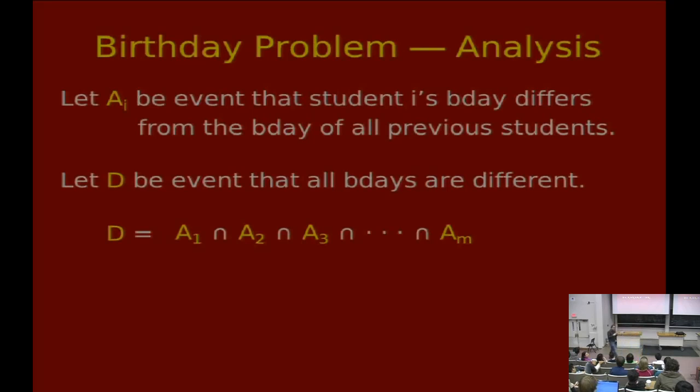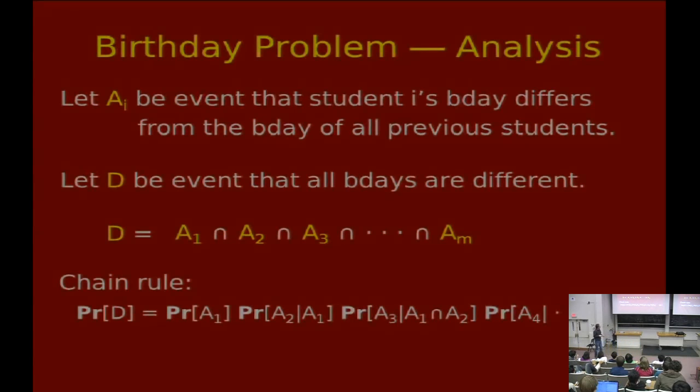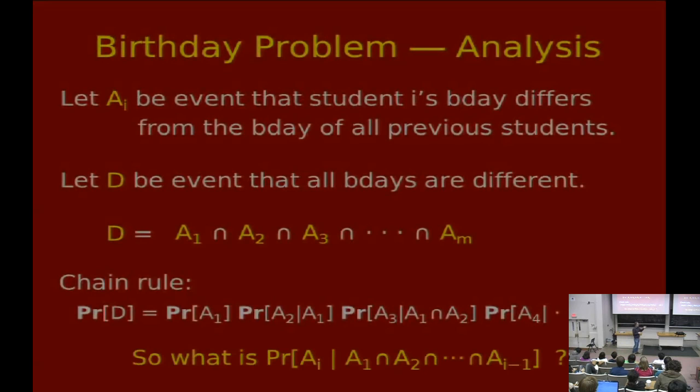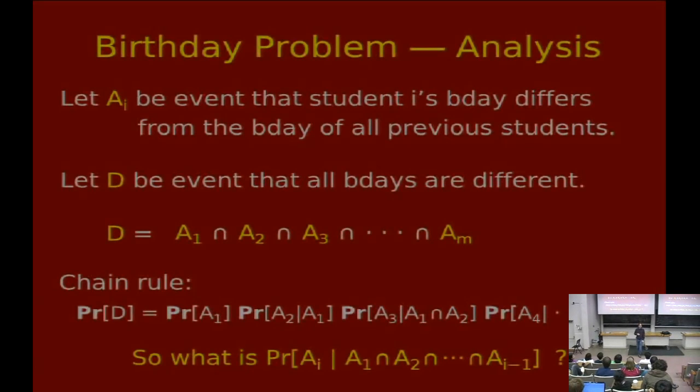Yeah, the way that everybody's birthday is different is if the first person is different from nobody, and the second person's different from the first, and the third is different from the first and the second, and all the way up to the last person being different from all the previous ones. Okay, so we can try to compute the probability of D by using the chain rule. First, we need to compute the probability of A1 times the probability of A2 given A1, A3 given A1 and A2, and so forth. There are a lot of terms in here where a term in the middle is like this: the probability of A_i given A1 up to A_{i-1}.